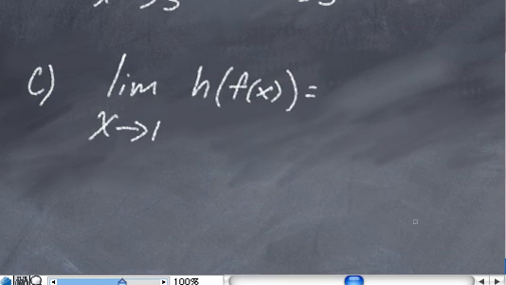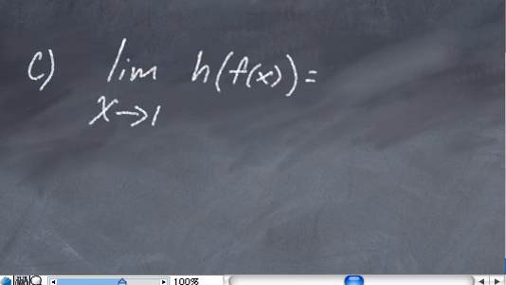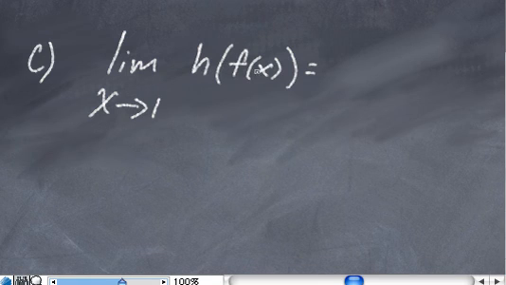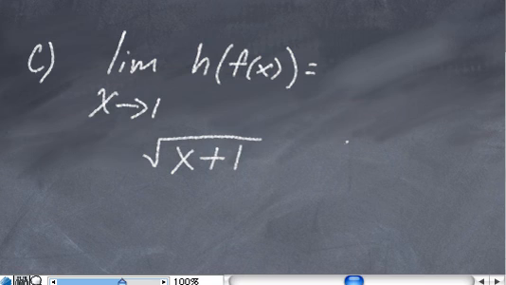Okay, let's look at C. Now we have a composite function. This says h of f of x. And so h of f of x, now f of x was our 4 minus x squared. What we're going to do is take our 4 minus x squared and plug it in where the x is located in the h of x. I guess I'll just go ahead and write it out right here. So x plus 1, so you can better see it, and that's our h of x, and then 4 minus x squared, that's our f of x.